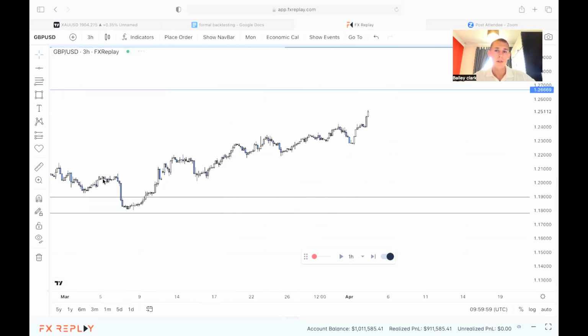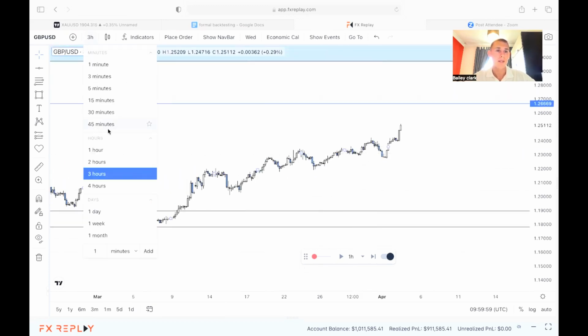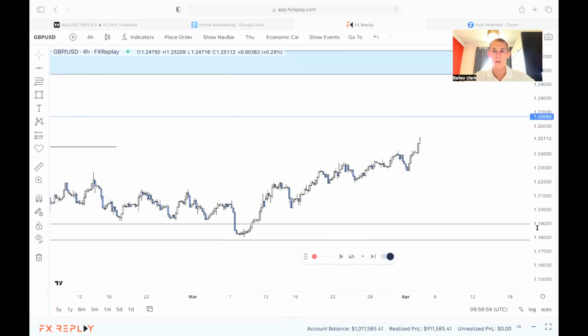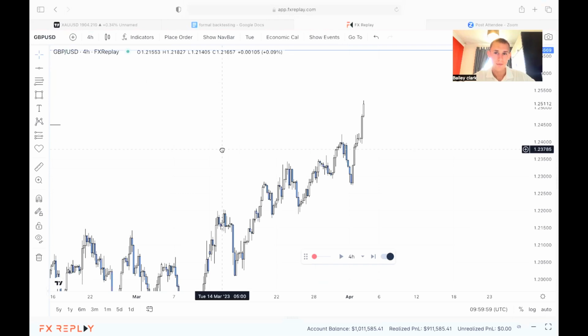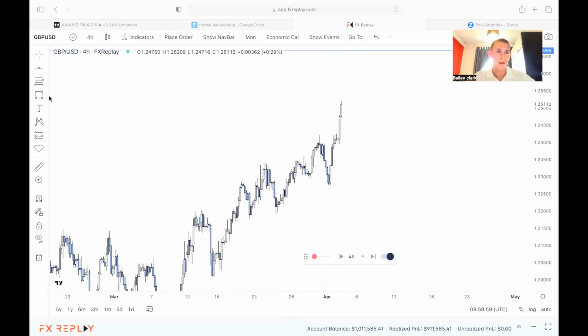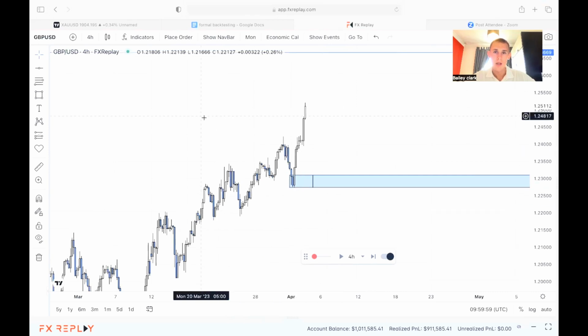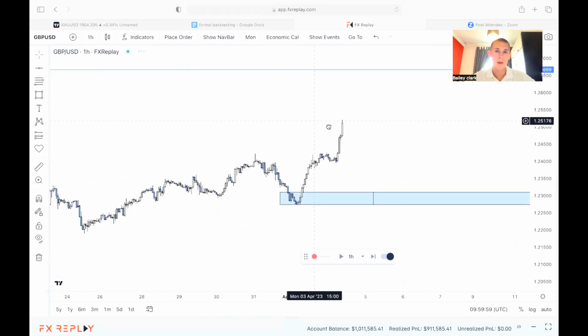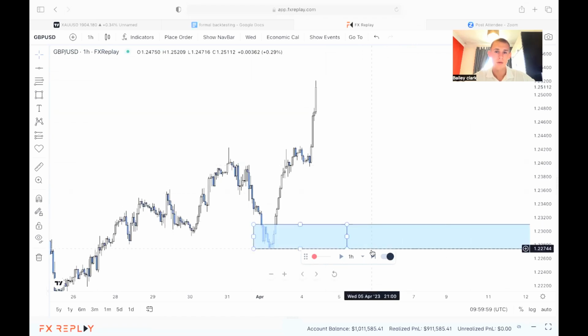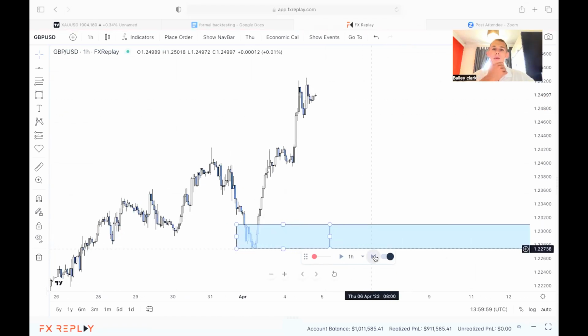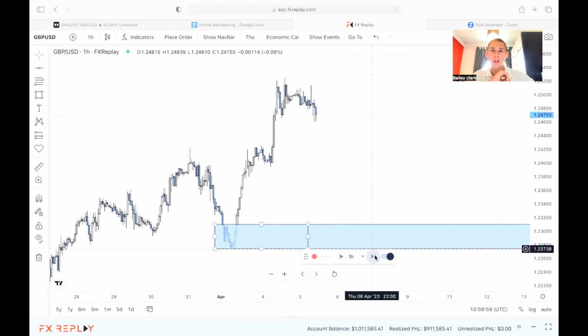So we can go down to the lower time frames and now look at potential areas where price may want to react from. So at the moment, I can see this level. But apart from that, not too much. We go on the 1 hour, and just wait for our price to retrace and form some structure.